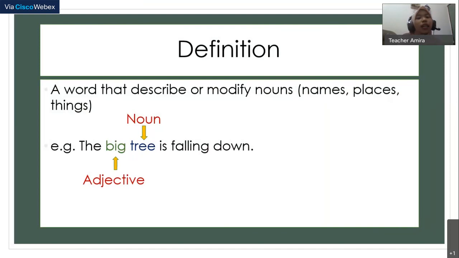Let's take a look at the example here. The big tree is falling down. The word big is describing the word tree. So the word big is an adjective. Am I right? This is an attribute adjective where it is describing that the tree is very big. We are referring to that tree, the big tree, is falling down. So the word tree is the noun in the sentence. All right. So far so good. Okay, everyone, can we continue? I guess we'll continue then.